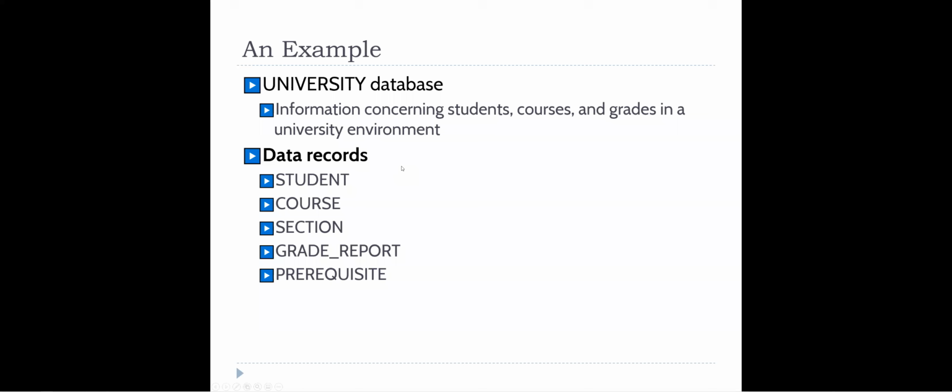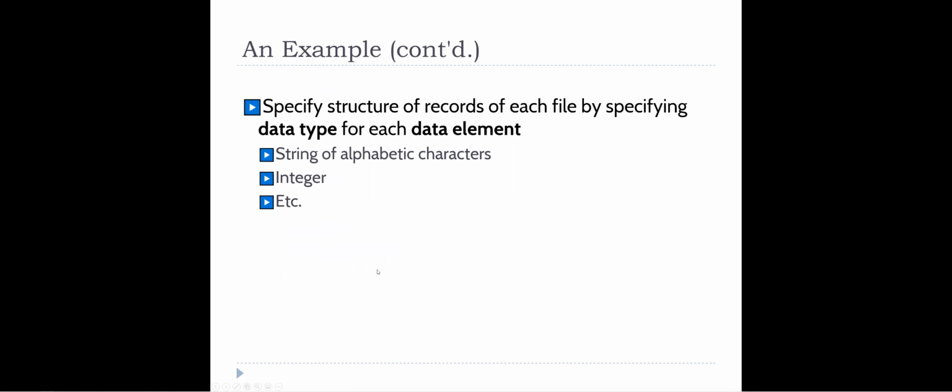Here's one of the examples we will talk about: a university. Just imagine that we have a database called university. Inside the database, we have data records, which are tables. We have a students table, a course table, a section table, a grade report table, and a prerequisite table.